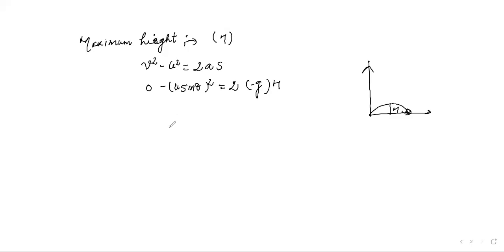So minus u square sine square theta equals minus 2g h, or by simplifying this we get h equals u square sine square theta over 2g. This is the expression for the maximum height of the projectile.